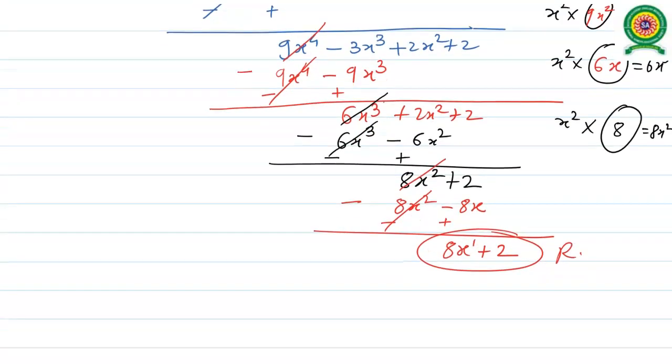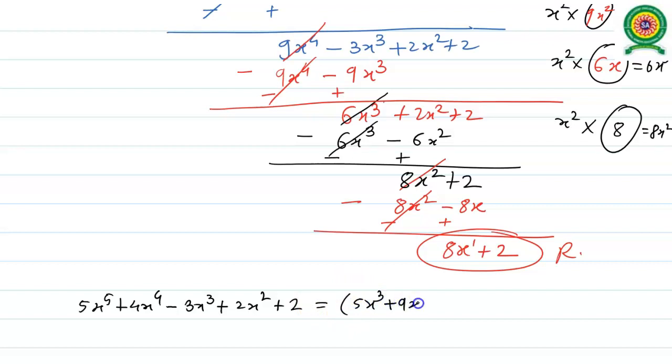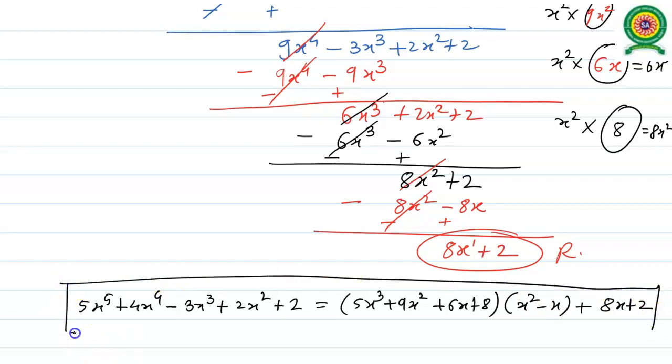So now we have to write dividend equals, and our dividend is of the form 5 times x raised to 5, then plus 4 times x raised to 4 minus 3x cube, then plus 2x square plus 2. That equals, we have now the quotient of the form 5x cube plus 9x square plus 6x plus 8 into divisor. You may write the divisor first, it doesn't matter because multiplication is always commutative. The divisor is of the form x square minus x, plus remainder we have 8x plus 2. So this is our final answer for the given question.